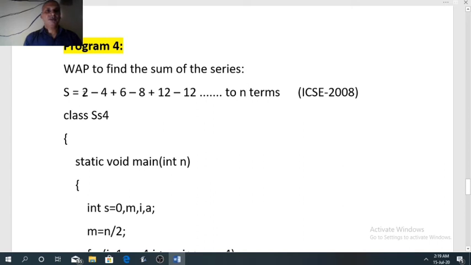Here some terms are positive, some terms are negative. First we will analyze the positive term, which is the odd term of the series, first term, third term and fifth term. 2, 6 and 12. It can form one series. Now if you analyze the even term of the series, minus 4, minus 8 and minus 12.